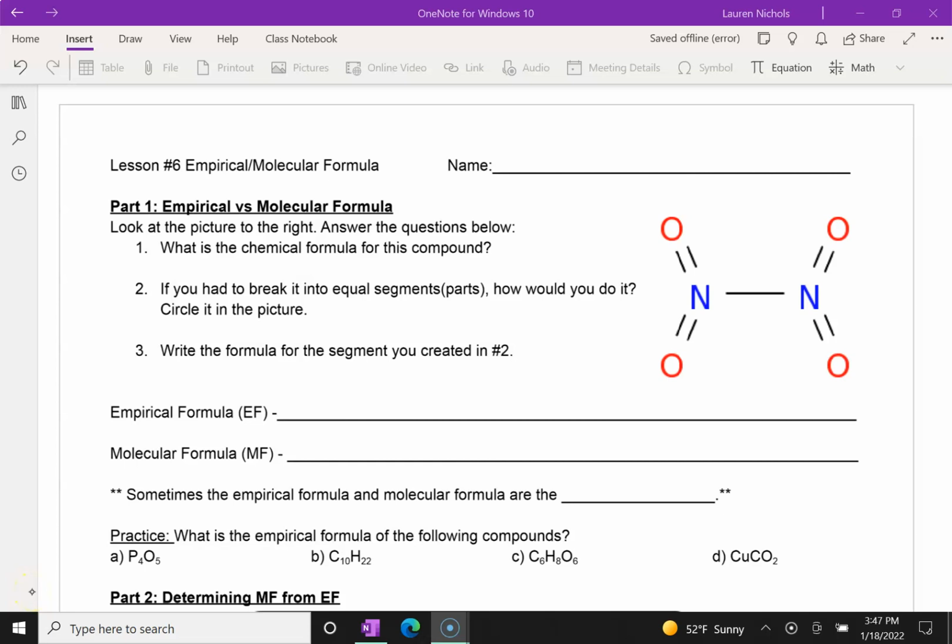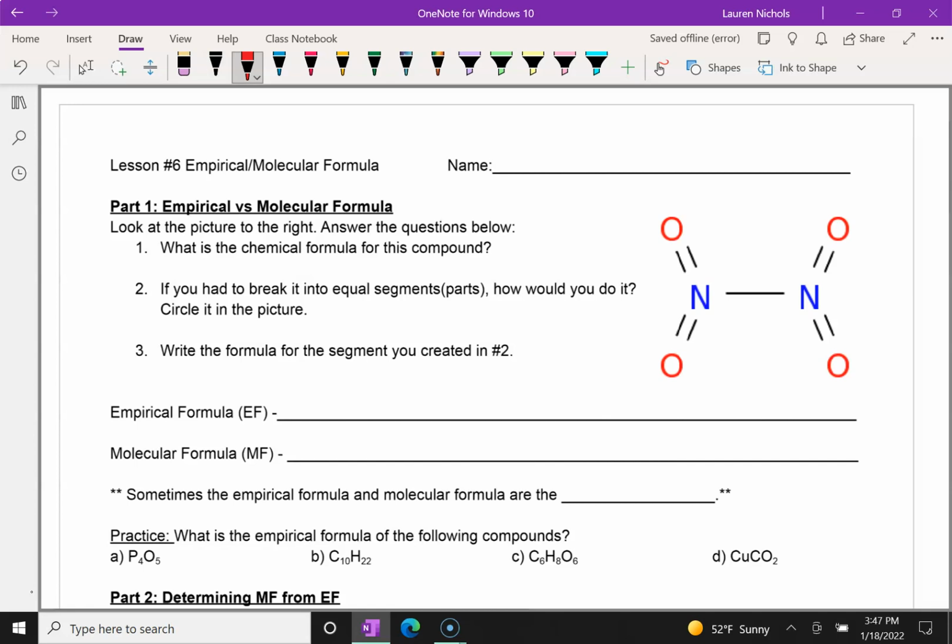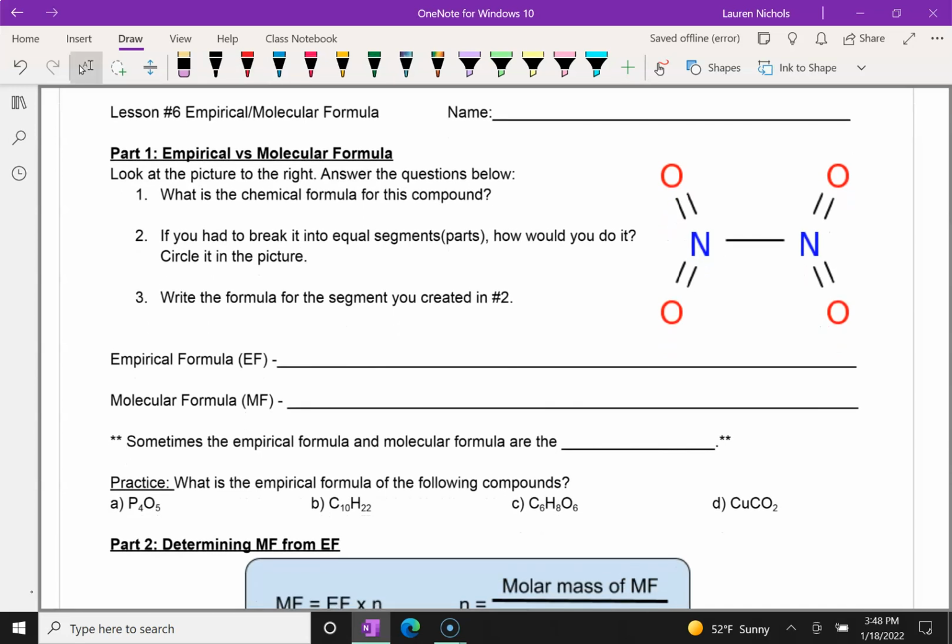All right, hi everyone. So in this video, we are going to be learning all about empirical and molecular formula. So up until now, we have been learning about moles and Avogadro's number and molar mass, and we're going to take that and shift a little bit. So the first thing that we want to discuss is, what is an empirical formula? What is a molecular formula?